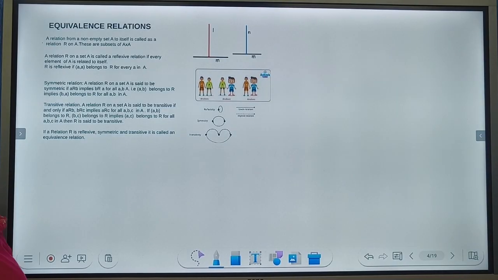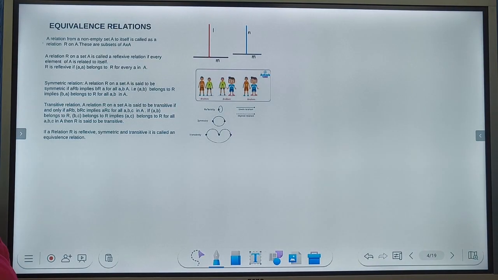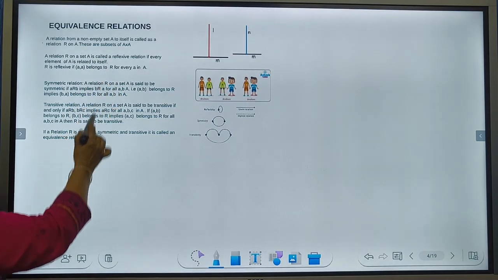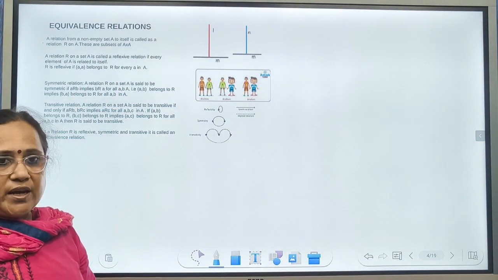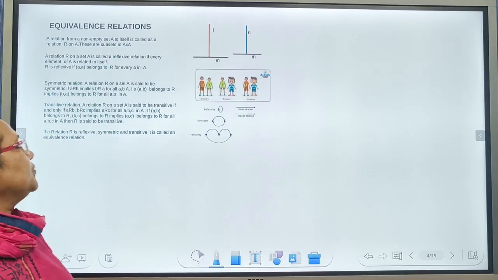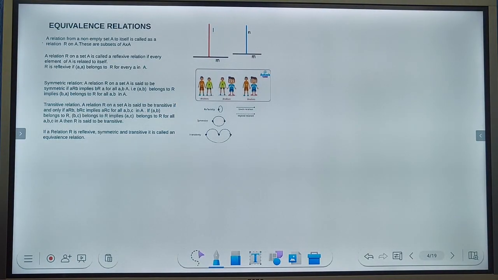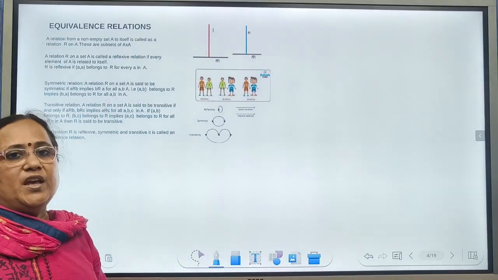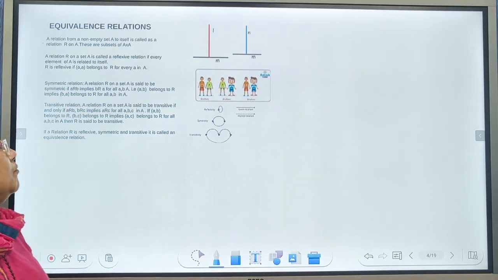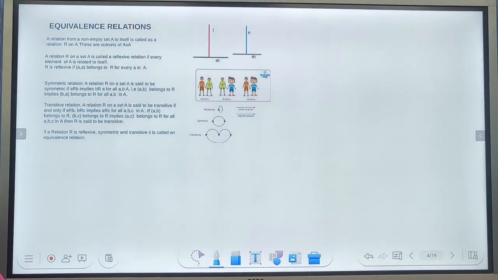Now we are going to define what is a reflexive relation, what is a symmetric relation, and what is a transitive relation. A relation R from a non-empty set A to itself, we can say A cross A, or we can just say R is a relation on a set A. A relation R on a set A is called a reflexive relation if every element of A is related to itself. That is, if (a, a) belongs to R for every a in capital A.